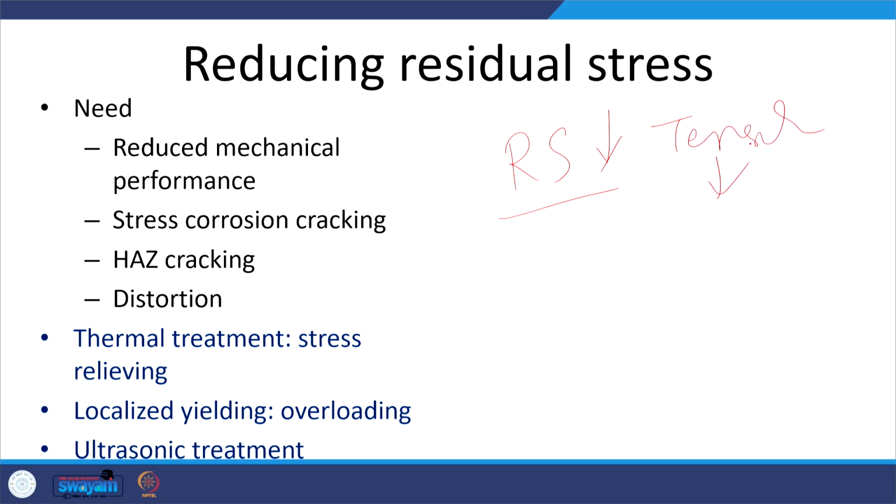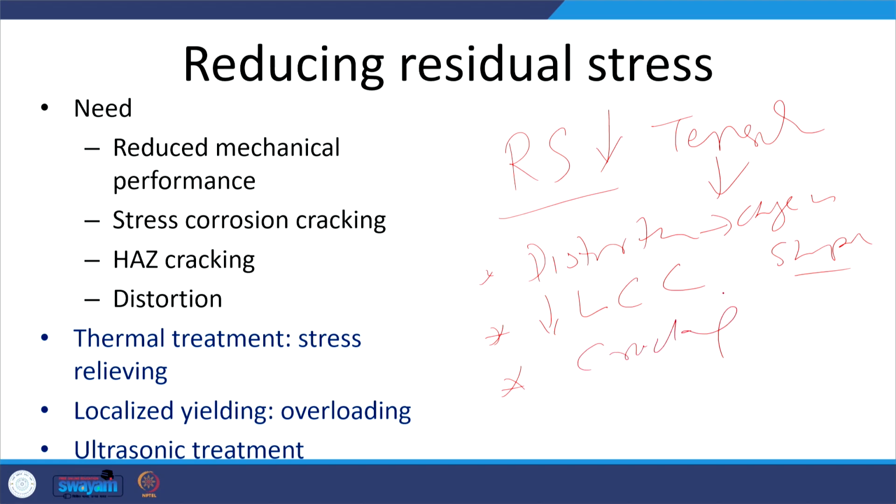Because if this is not done, then what will happen? This will promote distortion, like the change in shape of the plates which are being joined. That is one. It will also, as I have described, reduce the load carrying capacity of the weld joint. Further, if the metal is hard and brittle, then it will increase the tendency of cracking.